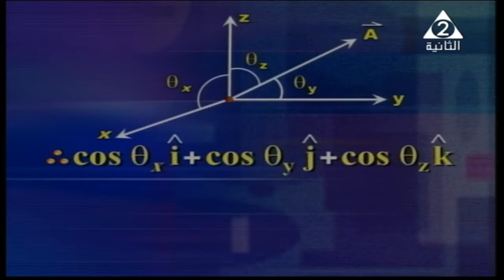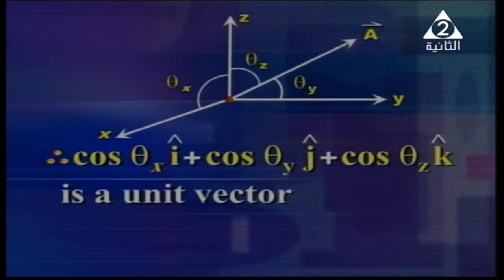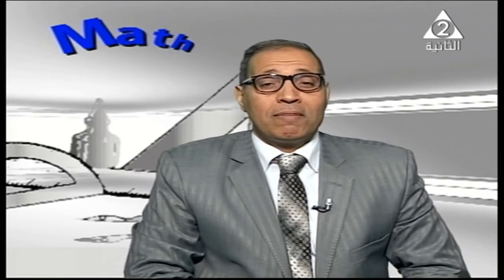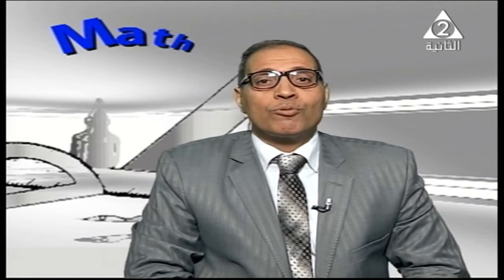Also, cosine theta x i plus cosine theta y j plus cosine theta z k is a unit vector. Why? Because vector A over its norm is the unit vector A. Dear student, this example is very important. When we find the unit vector in direction A, we find vector A divided by its norm. Remember, in space we have three directions: cosine theta x in i, cosine theta y in j, cosine theta z in k. Vector A over norm A equals the unit vector in direction A.